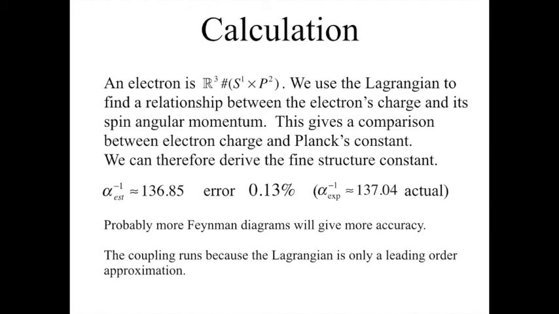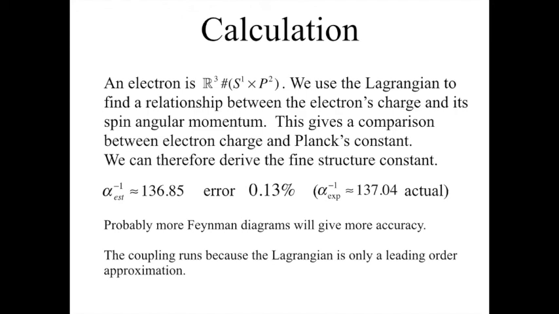It is likely that including more Feynman diagrams would improve the accuracy of the calculation. Also, we note that the Lagrangian that we derived is only a leading order approximation, which allows us to derive this estimate in the weak field case. But including additional terms into the Lagrangian would also show how the coupling constant runs as a function of field energy.